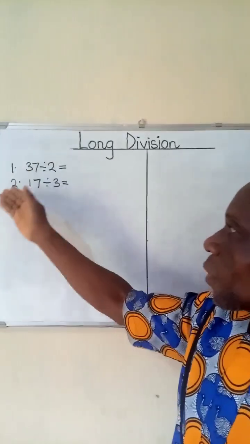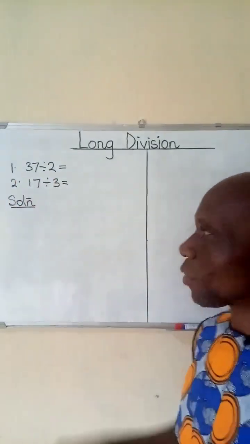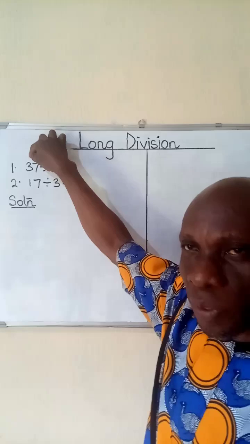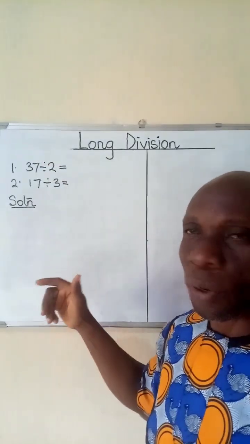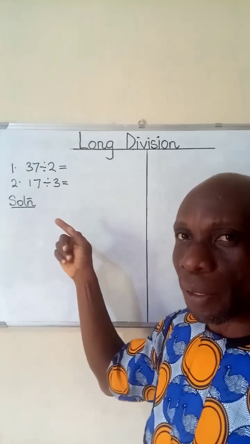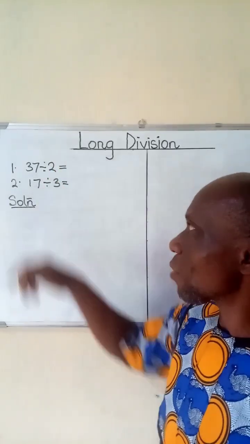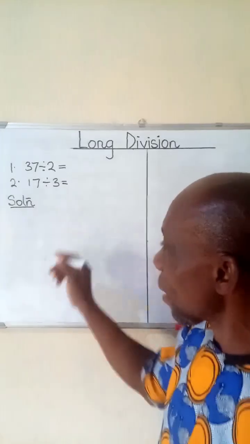For long division, the first question, number 1, 37 divided by 2. This 37 here is the dividend. So when we draw a symbol for long division, this 37 will go inside the house, while 2, the divisor, will stay outside. So let's start.